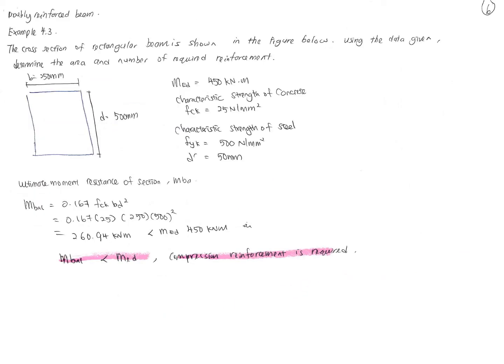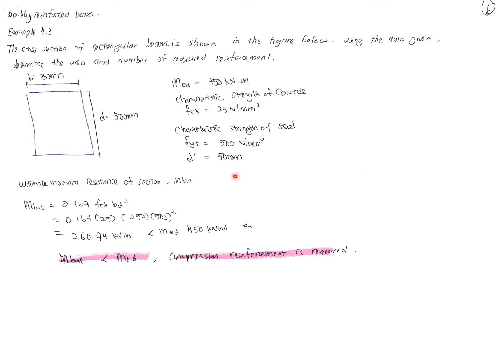Now, guys, let us look at example 4.3, which is the example for a doubly reinforced beam. The cross-section of a rectangular beam is shown in the figure below. Using the data given, determine the area and the number of required reinforcement. Again, b is 250 mm and d is 500 mm. MEd, the design moment, is 450 kilonewton meter, the characteristic strength of concrete is 25 Newton per millimeter square, and the characteristic strength of steel is 500 Newton per millimeter square.